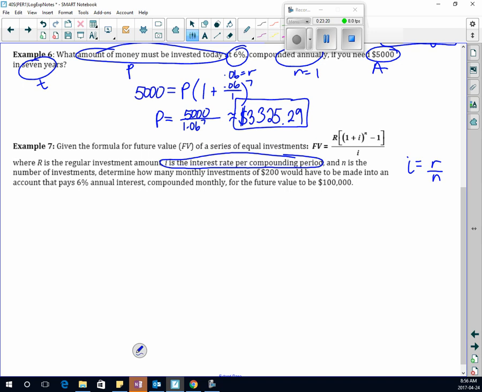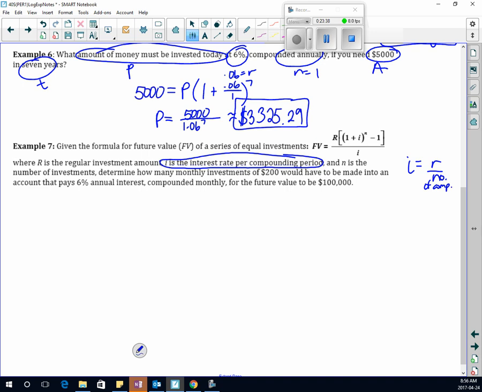So just so you know, n is the number of investments. I shouldn't write it as n for the compounds because this n actually means something else. This is the number of compounds per year, right? Whereas n is the number of investments in this formula.